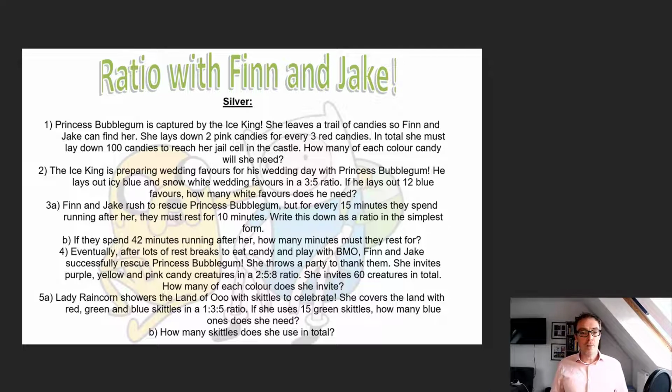So you can see here we've got a maths question. It's to do with kind of ratio and sharing. But we've got seductive details woven in there. We've got Princess Bubblegum involved, the Ice King, it's all kicking off.